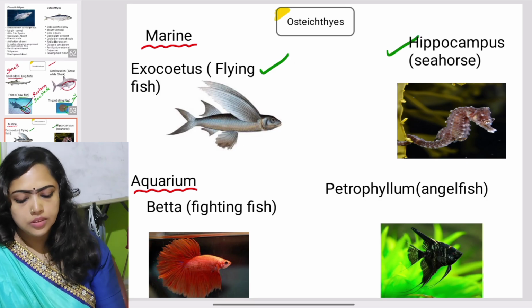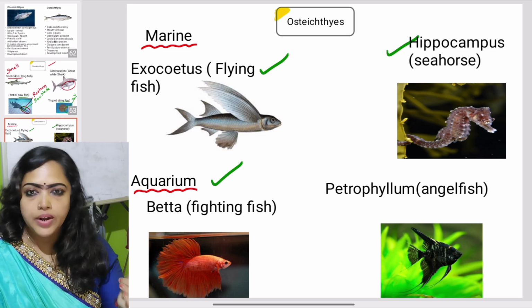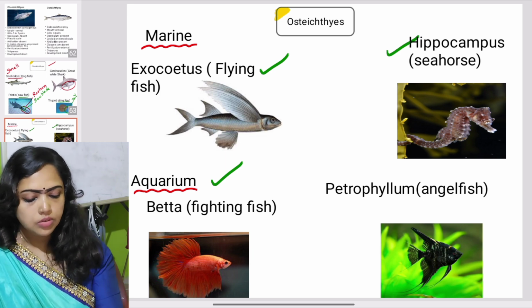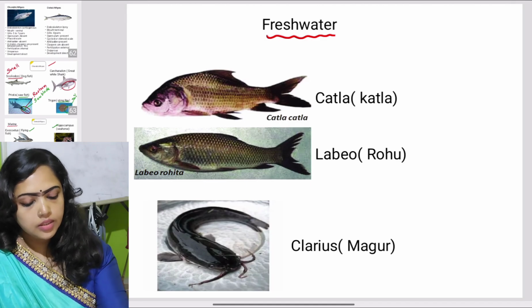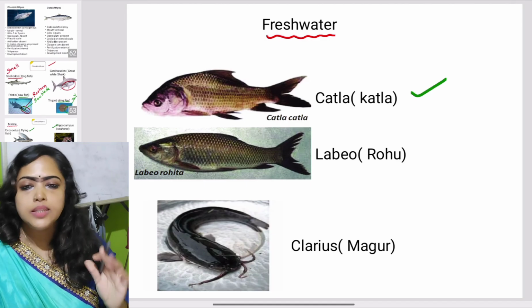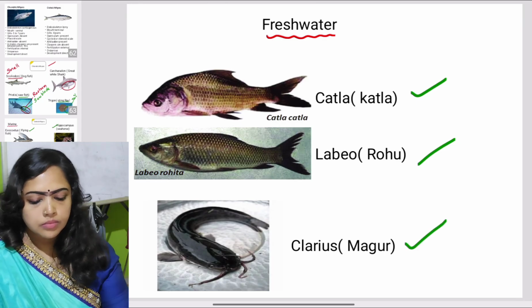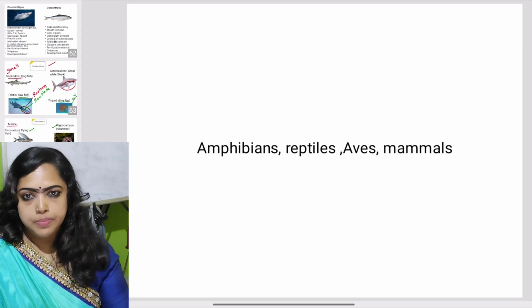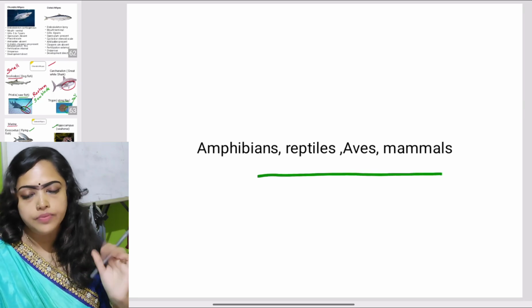Then for aquarium fishes, examples betta or that is the fighting fish. Then pterophyllum, it is what? Angelfish. Okay. And then the freshwater fishes, catla, then labeo or rohu, and the last one is clarias or magur. And next, features of amphibians, reptiles, aves and mammals, and this is the last part of this chapter.